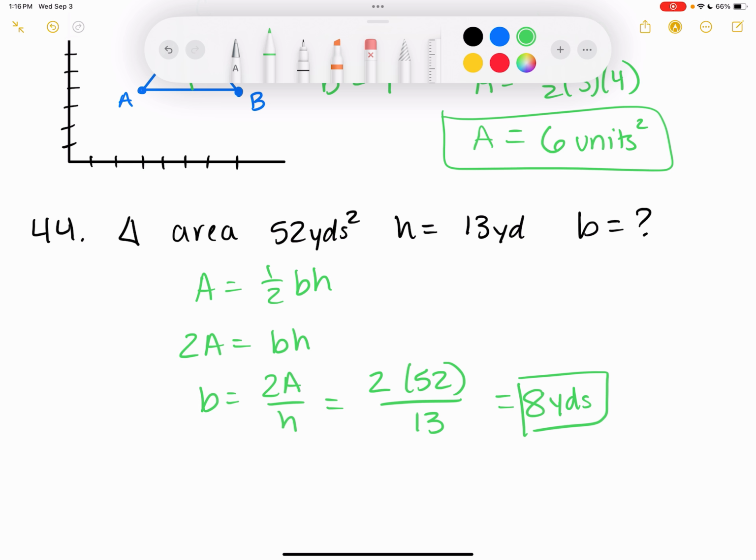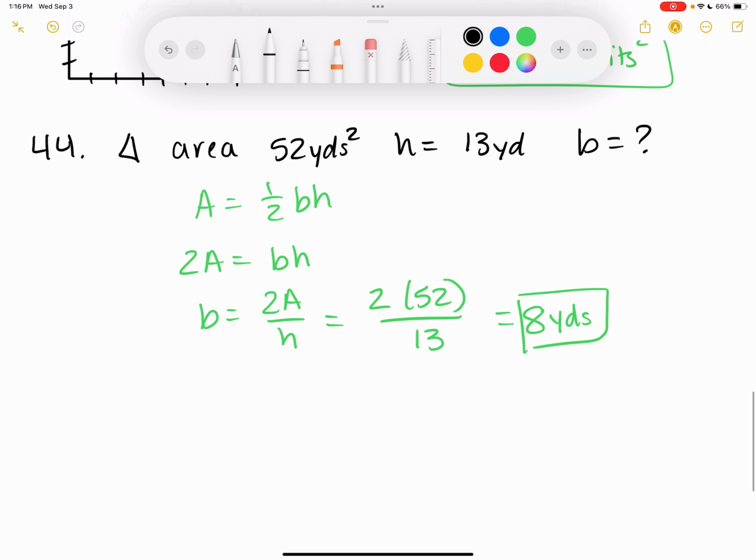Let's see, 46. A circle. That was weird. That was not a circle. There we go. A circle has an area of 1 meter squared. Find the diameter.